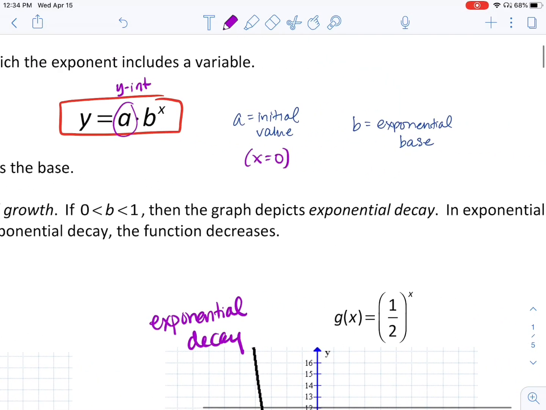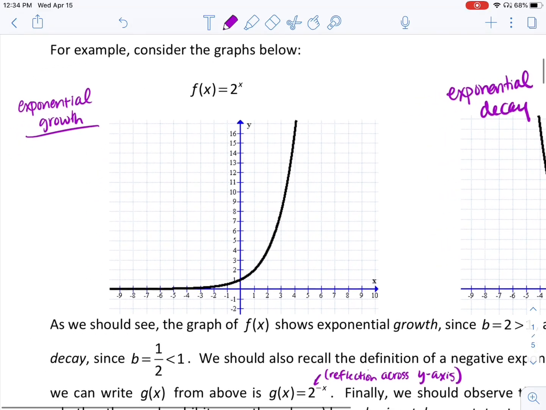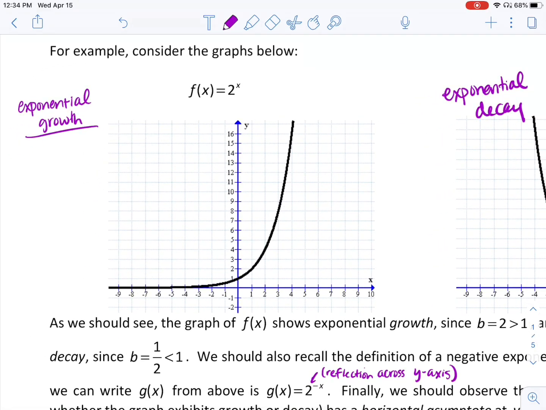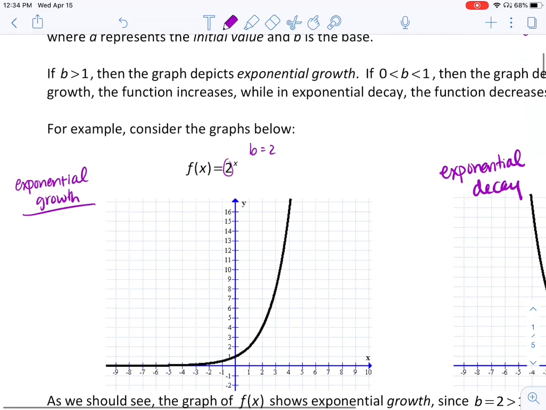The other value is the exponential base. The b represents the base, and that tells us the particular relationship that the exponent grows by. If we look graphically at some examples, one model of exponential growth is the function f of x equals 2 to the x, in which the b value here is 2. That should tell us something about how exponential growth models grow.